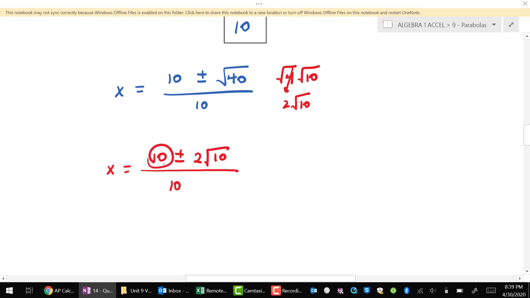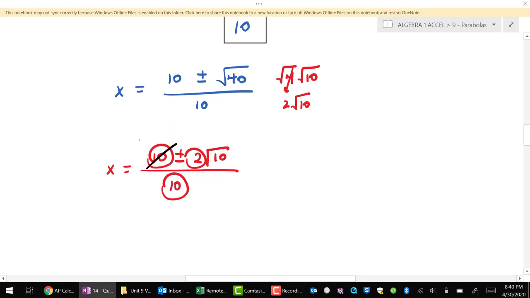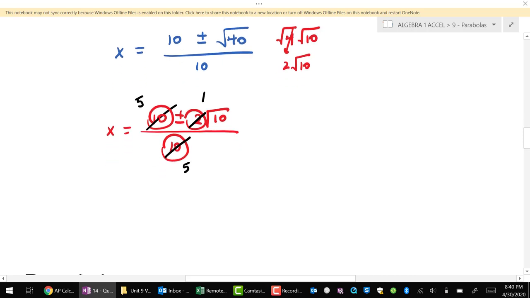Now I'm going to make Mickey Mouse. What number goes into 2, 10, and 10? Well, how about the number 2 itself? 2 goes into 10 5 times. 2 goes into itself once. So that leaves me with 5 plus or minus 1 root 10 all divided by 5.